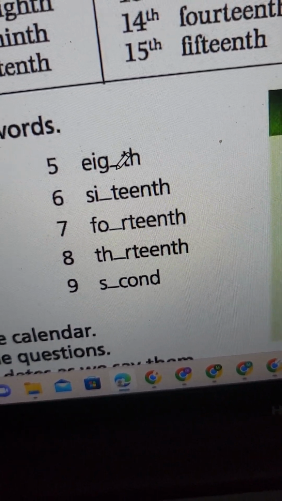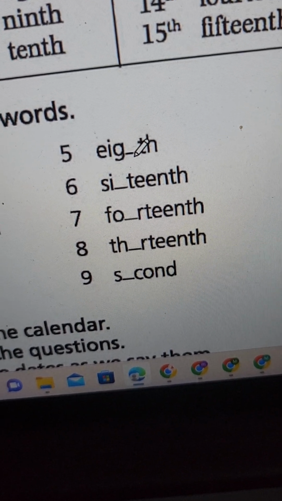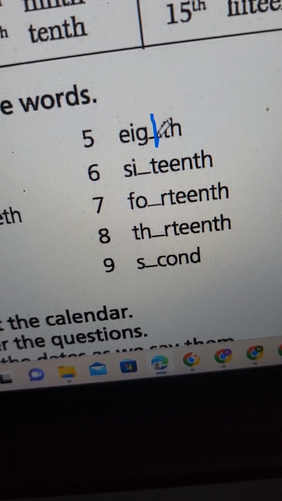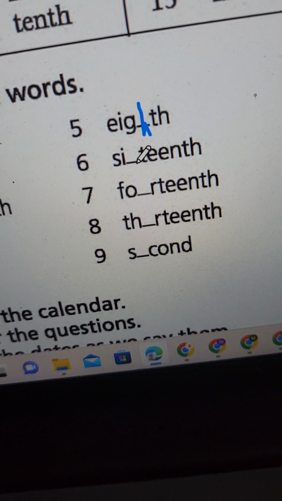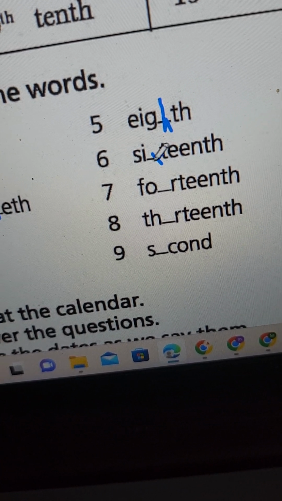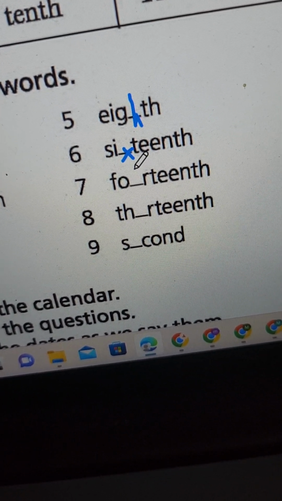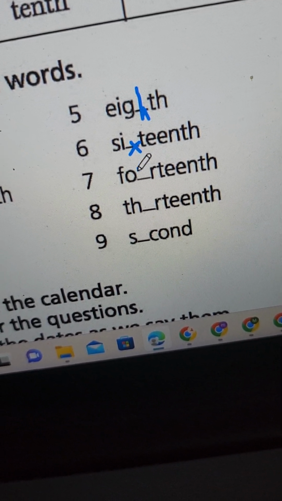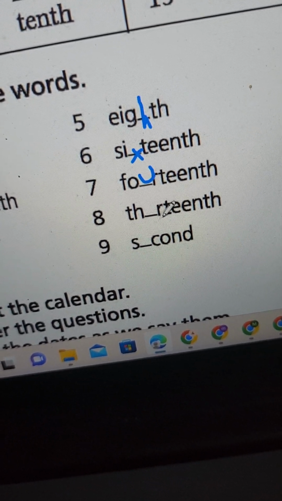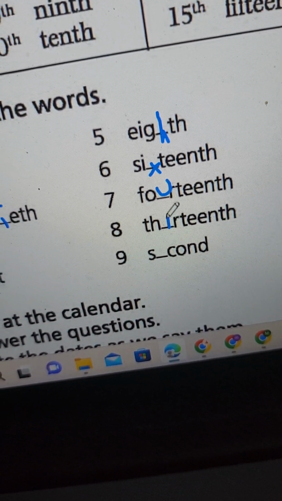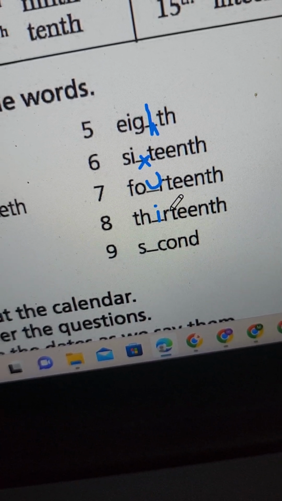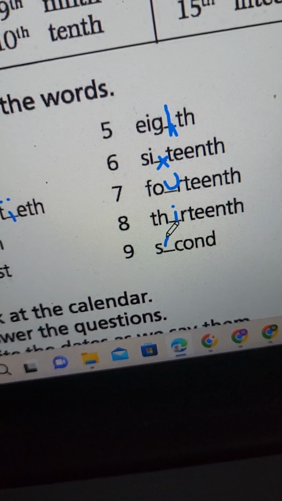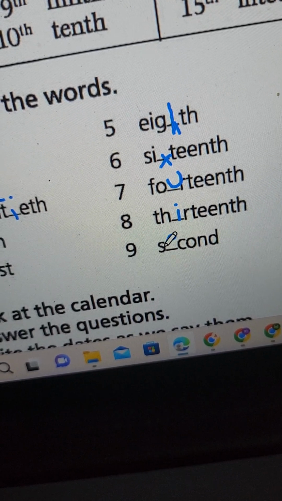Eighth. How could you write eighth? Yes. H. Okay, 16th. Correct. 14th, the same as 4. Yes, you. 14th. 13th. Yes, correct. Second, it's E. Second.